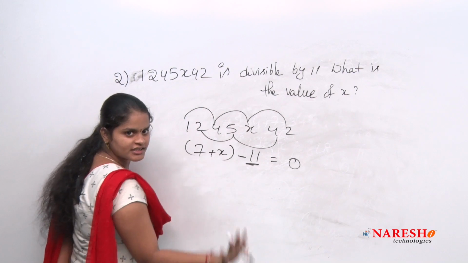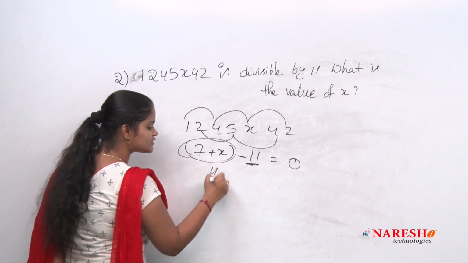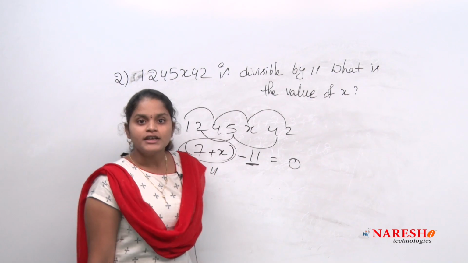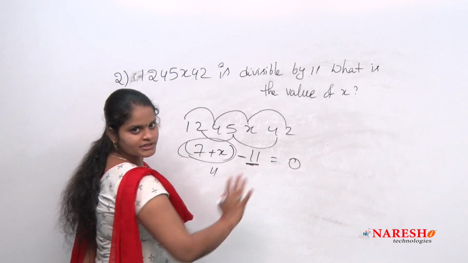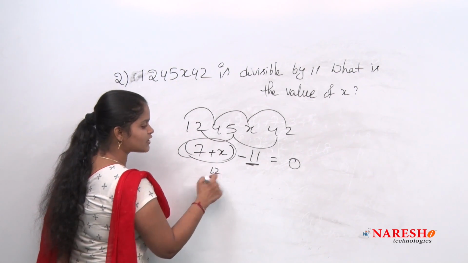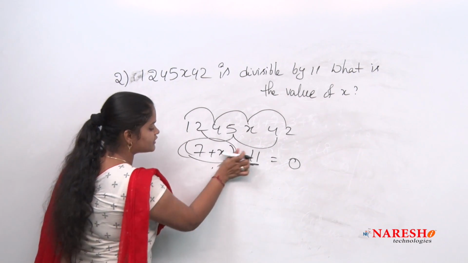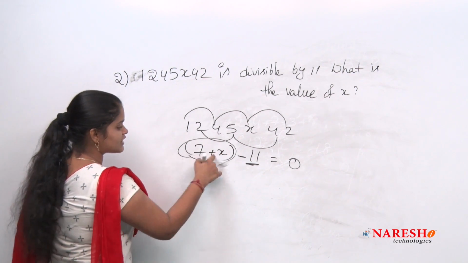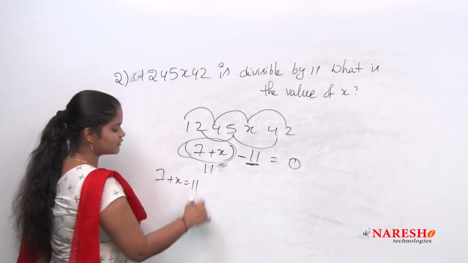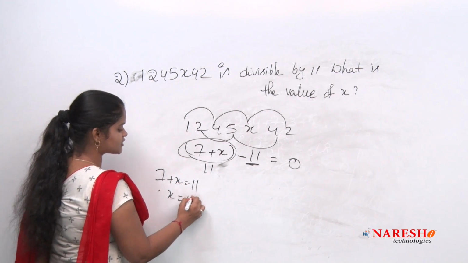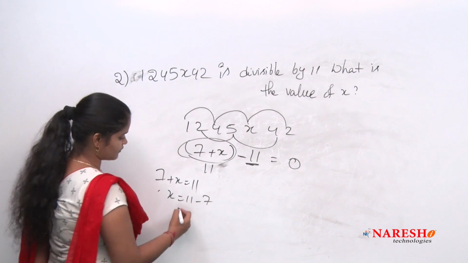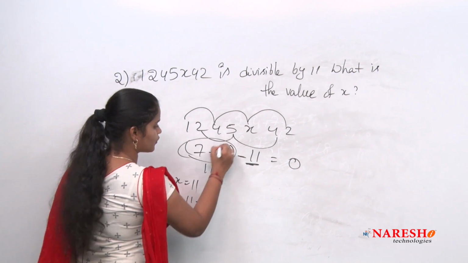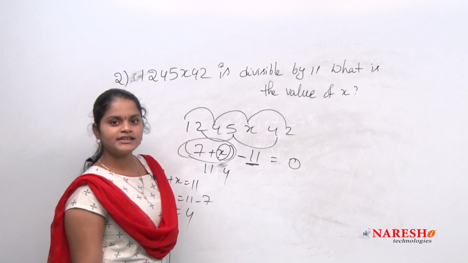So this one is 11, and this is fixed. If I make this one also 11, then only I will get the difference equal to 0. So 11 minus 11 gives me 0. I can't take 12 because 12 minus 11 gives me 1. The difference should be equal to 0, so this should be 11. So 7 plus x is equal to 11. So x is equal to 11 minus 7. What is the value? 4. So the value of x is 4.